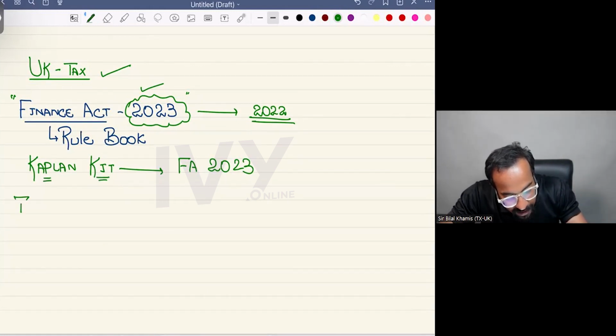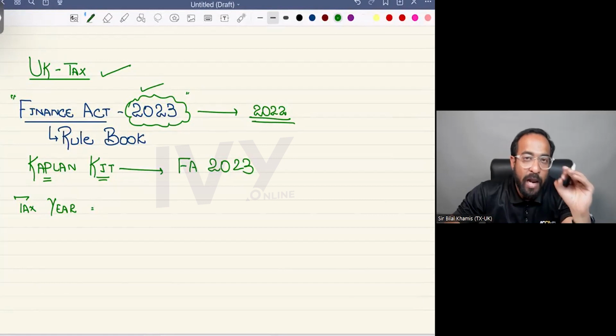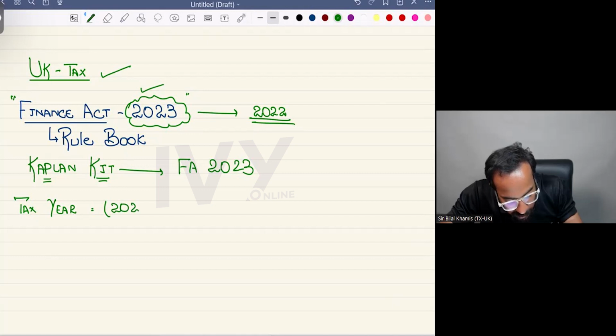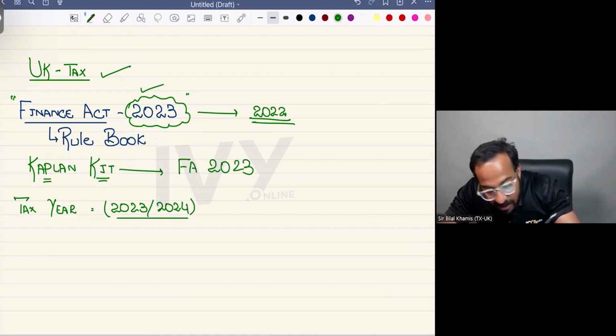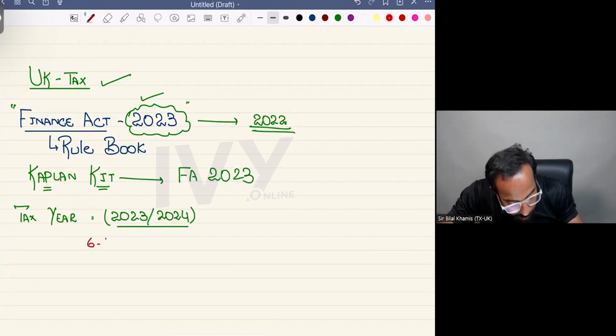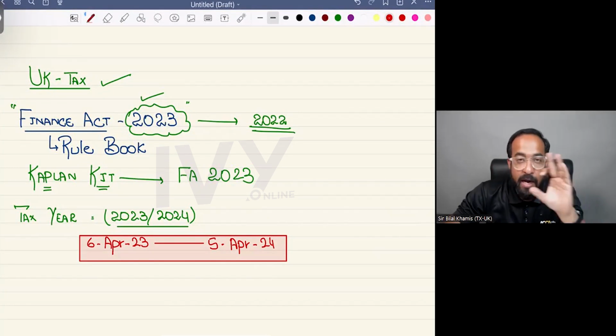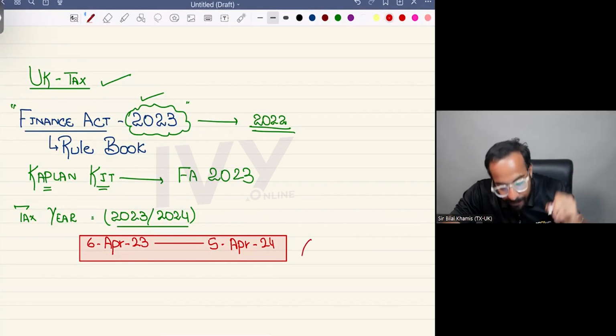a few terminologies. The tax year. What do you mean by tax year? The tax year means that you will have to follow the tax rules of the tax year, that is 23-24. This is your tax year. It starts from 6th of April 23 and ends 5th of April 24. This is the bracket in which you have to apply everything. You don't have any concern about what will be happening after that.